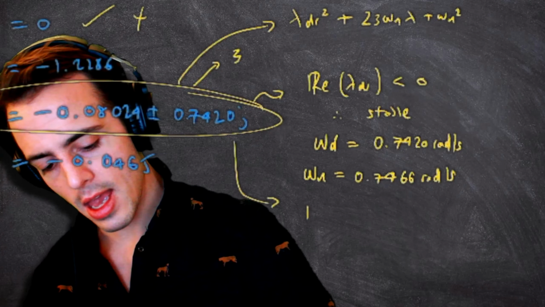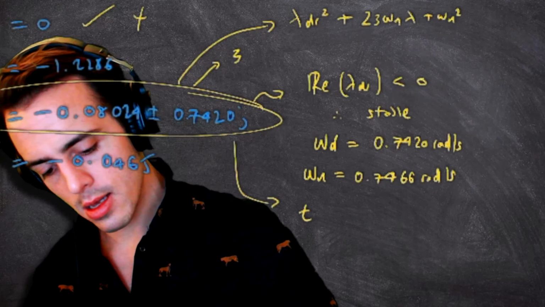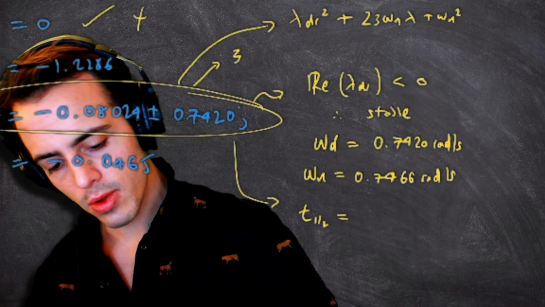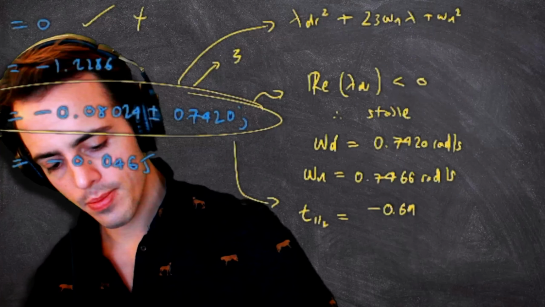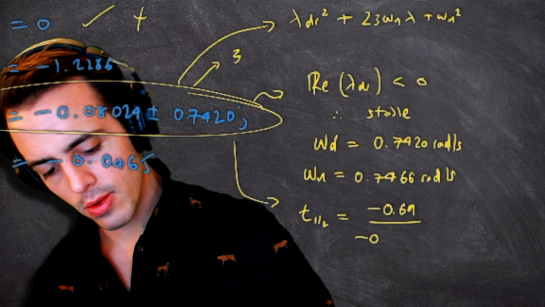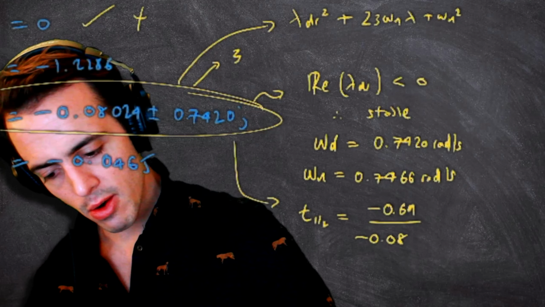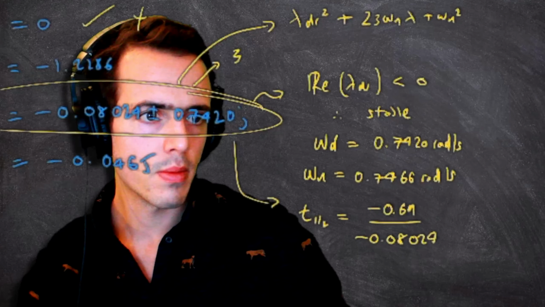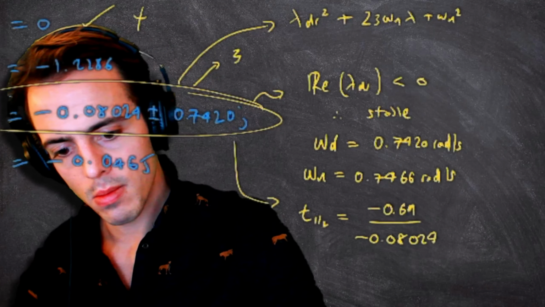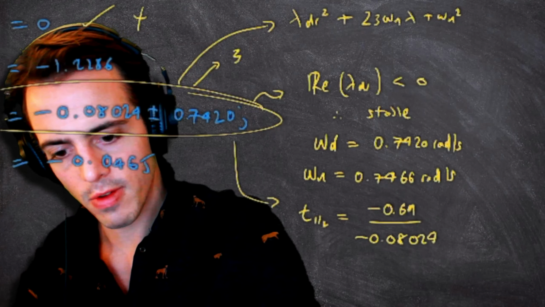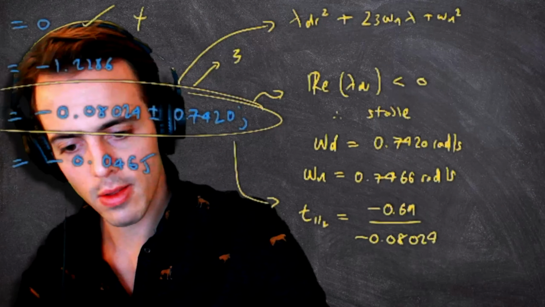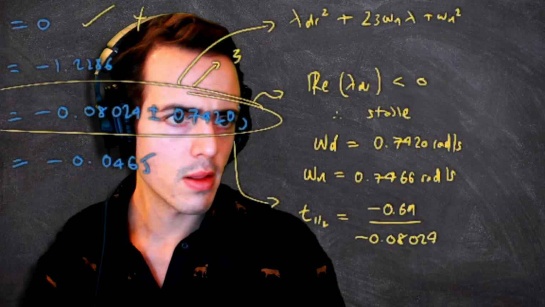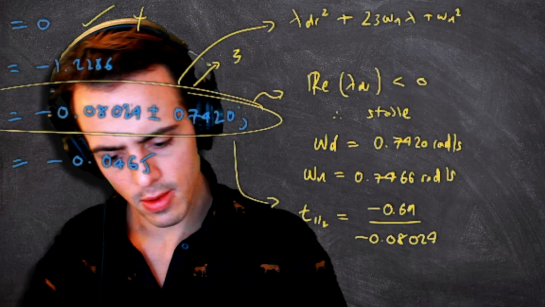Because this is a stable mode, we have a time to half amplitude. So it's equal to minus 0.69 divided by minus 0.08024. Minus 0.69 divided by minus 0.08024. Okay, 2.93 seconds.